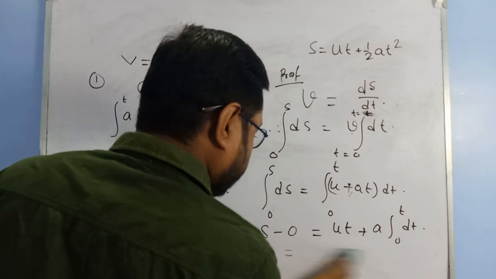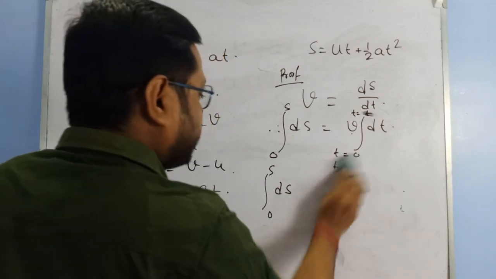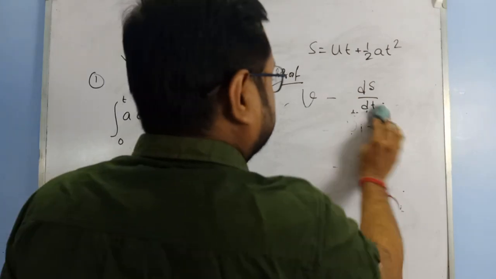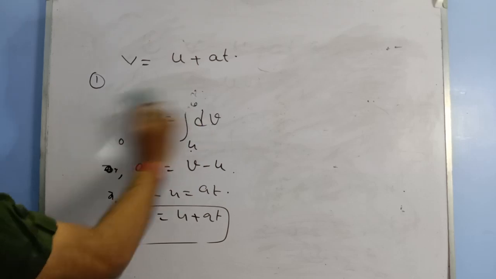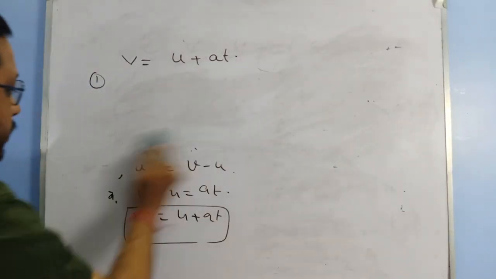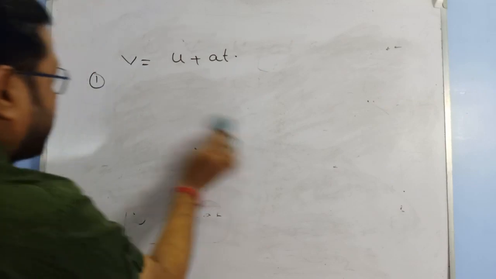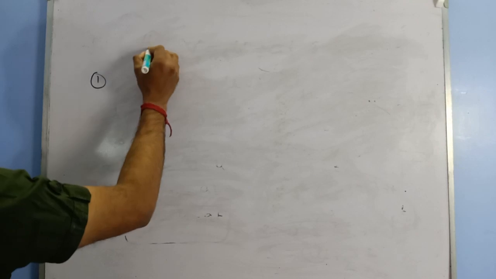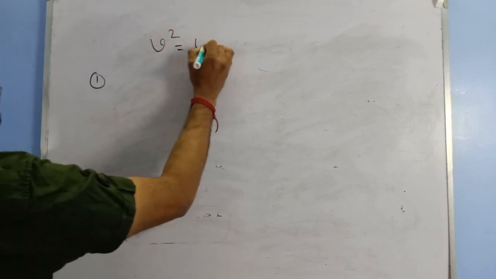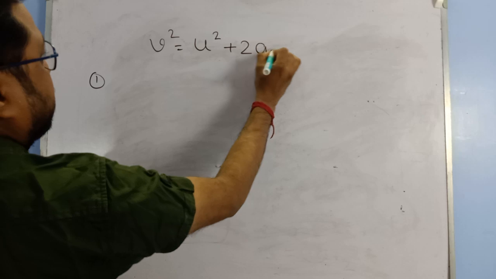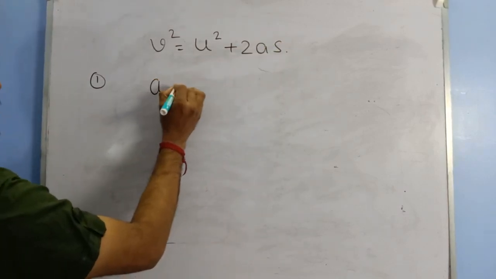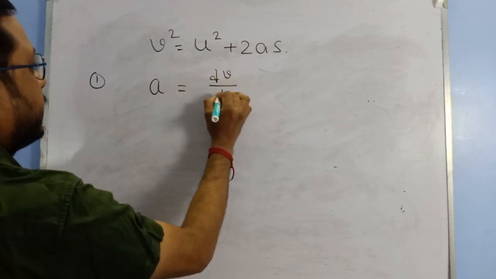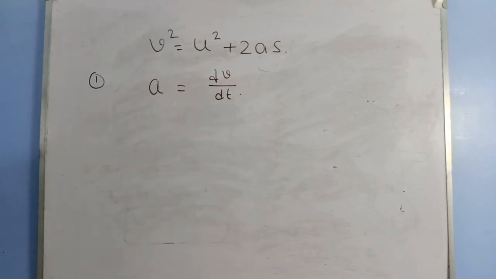So we can now go with the third proof, that is v square is equal to u square plus 2as. So how can I prove this? Again here we prove v square equal to u square plus twice as. Okay, so we can again say acceleration a equal to dv dt.